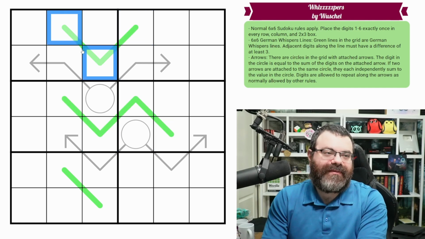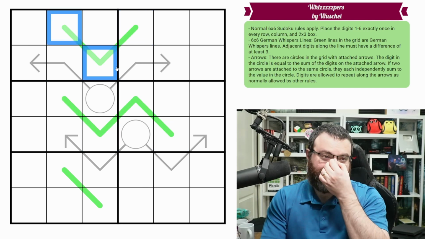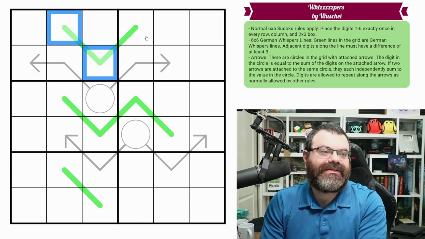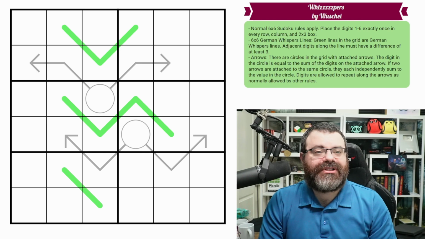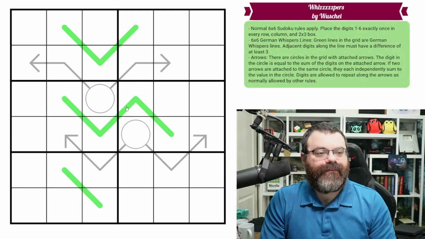So it's kind of overlapping pairs. Any two digits that are adjacent on the line, like these two and these two. All right. And that's it. Those are the rules. There's a link in the description if you'd like to try the puzzle yourself. And I'm going to get started right now.